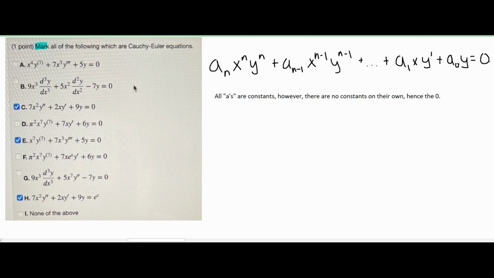In this problem, we're asked to mark all of the following which are Cauchy-Euler equations. The ones that are already highlighted are not necessarily correct. But we are going to look to the right here, where we have this formula that we can always look at. This is how to make sure, before we even start solving, that it is a Cauchy-Euler equation.